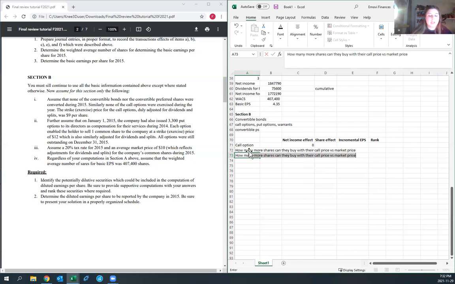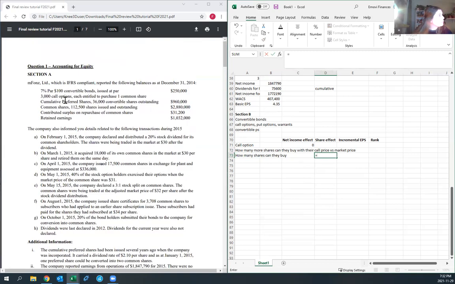So first, how many shares can they buy? You're going to do 3,000 shares, but you still have to take into consideration your 1.2 and your 3 from your stock dividend and stock split. Call options, put options, and warrants, there's a name that we saw in chapter 16, but I don't remember what it is, but it's these 3. And they're all calculated the same way. So for the number of shares that they can buy, you still have to take into consideration your stock dividend and your 3-for-1 stock split, because the call options were put on the market before the stock dividend and the 3-for-1 split.